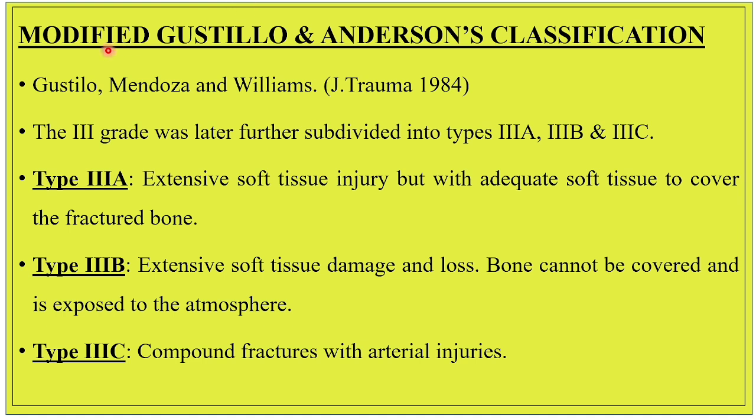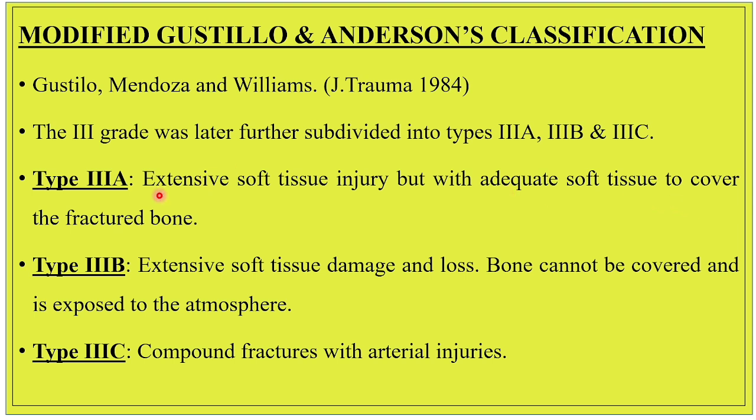The second classification is the modified Gustilo-Anderson classification that was put forward by Gustilo, Mendoza, and Williams in the Journal of Orthotrauma in 1984. The only modification is the subdivision of the type 3. In the normal Gustilo-Anderson classification, it is type 1, type 2, and type 3. In the modified classification, they further subdivided the third grade into 3A, 3B, and 3C.